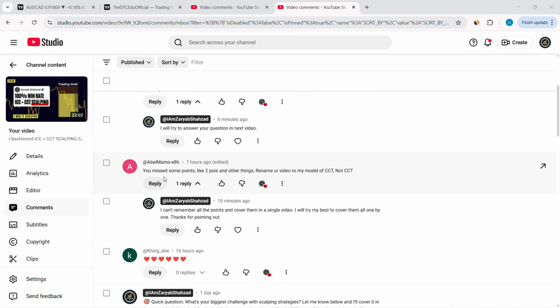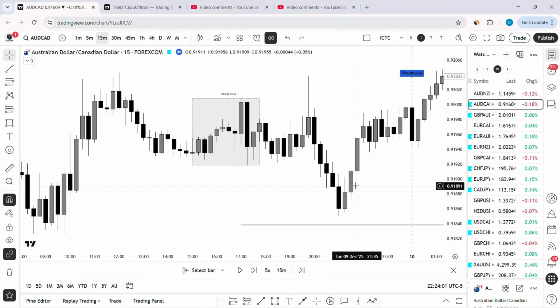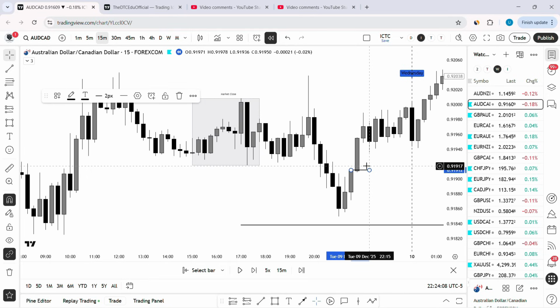The next is: you missed some points like 2 POIs and other things. That is an important point. Let's discuss this. There can be multiple POIs. Let me explain this with an example. Let's use this example. This candle closes above the previous candle's high, so we will mark the high of the previous candle as a POI.